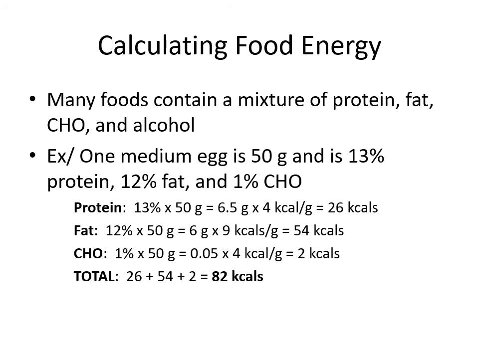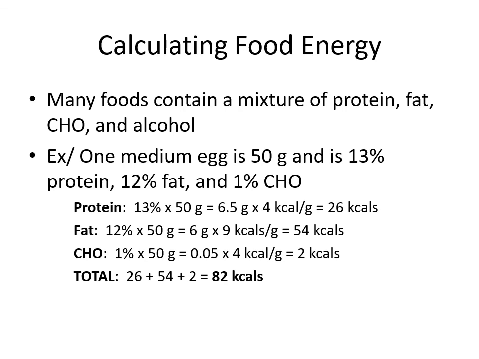Now again, I'm sure you've seen this, which is calculating food energy, as many foods contain a mixture of protein, fat, carbohydrate, and alcohol, so we can do this based on the composition of the food. For example, a medium egg is 50 grams, and by weight is 13% protein, 12% fat, and 1% carbohydrate. So 13% times 50 grams tells us there is 6.5 grams of protein in the egg. At 4 calories per gram, that tells us there is 26 calories.